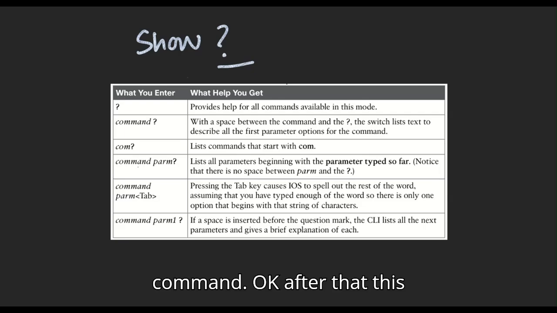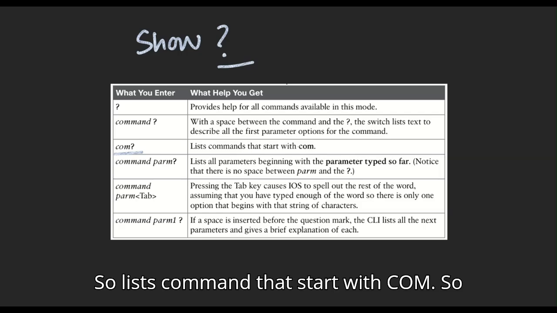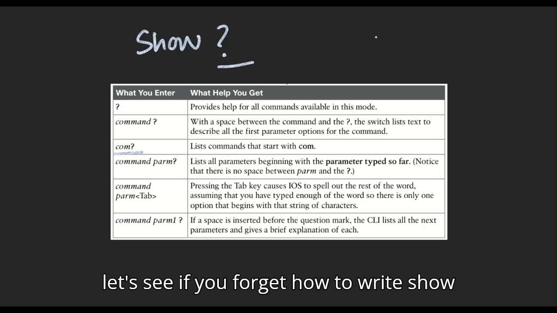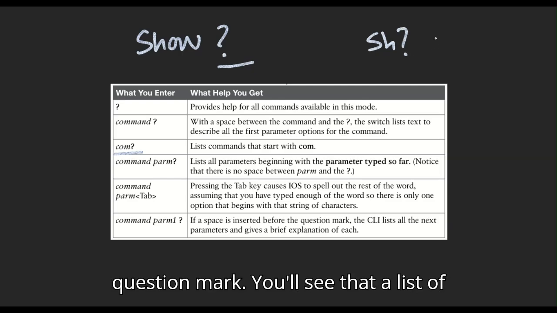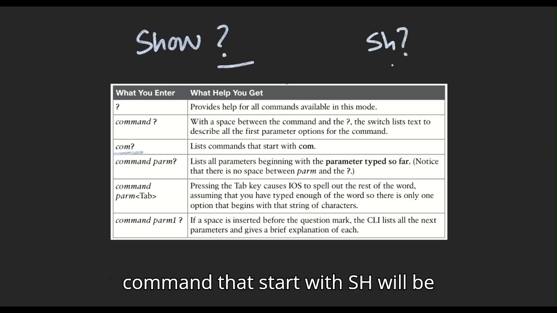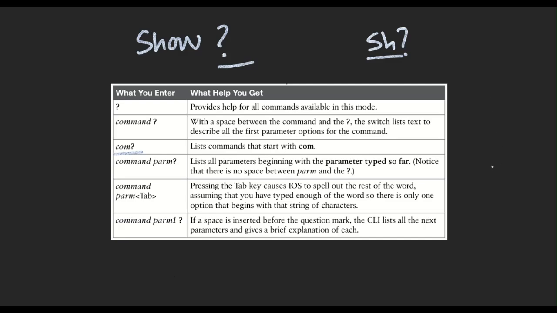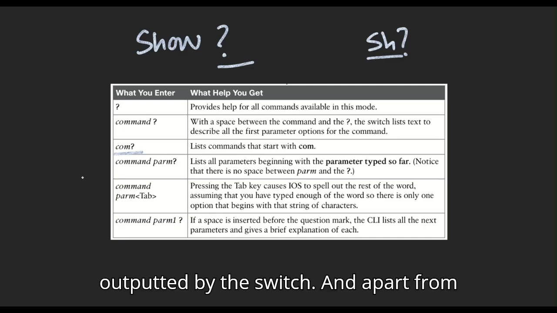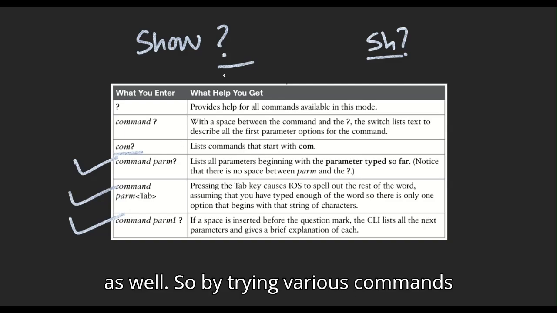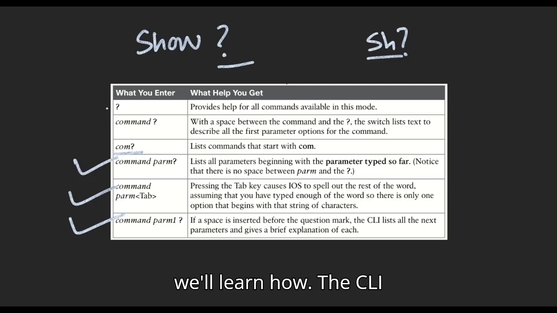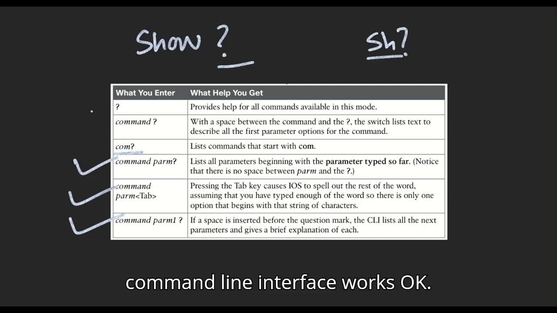You'll see what options are there after entering the show command. After that, this is com and question mark, which lists commands that start with com. So let's say you forget how to write the show command, you can write sh and give a question mark. You'll see that a list of commands that start with sh will be output by the switch. Apart from that, there are various options as well. So by trying various commands, you will learn how the CLI, the command line interface, works.